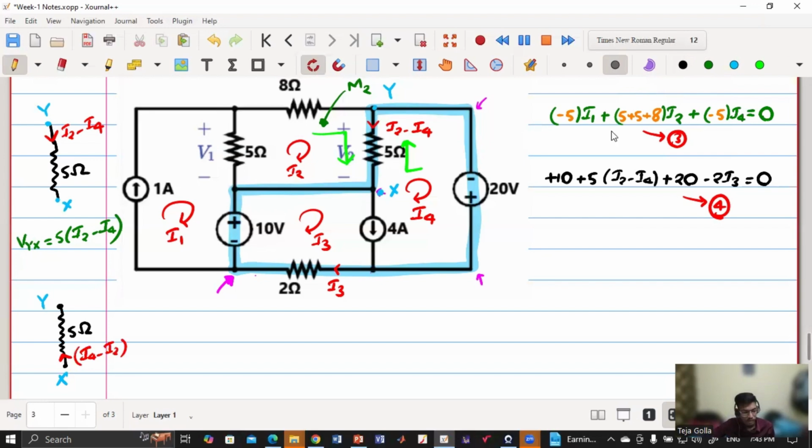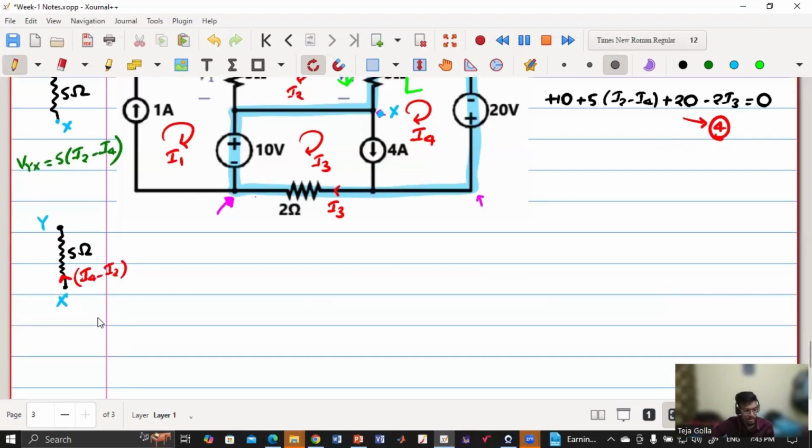So now, which is at a higher potential, Y or X? X. So X should be positive, right? So Vxy is what? Vxy is 5 into I4 minus I2. Okay. Now what is V by X? Minus 5 into I4 minus I2.